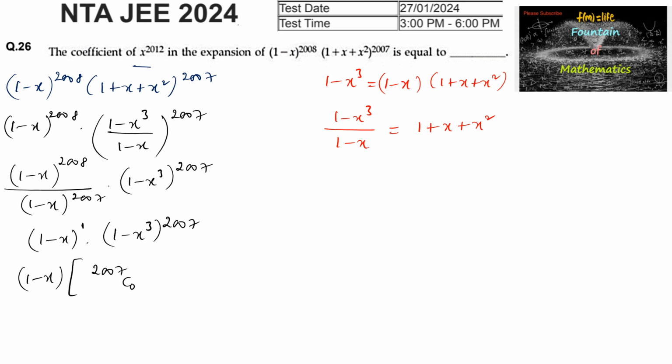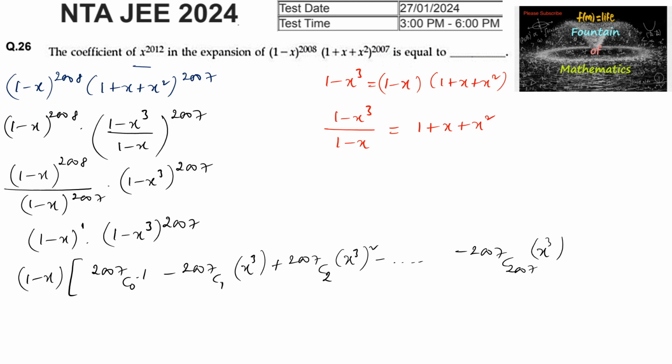So by using the binomial theorem, we can write (1 minus x) into [2007C0 into 1 minus 2007C1 x to the power 3 plus 2007C2 (x to the power 3) whole squared minus and so on, up to minus 2007C2007 (x to the power 3) to the power 2007].